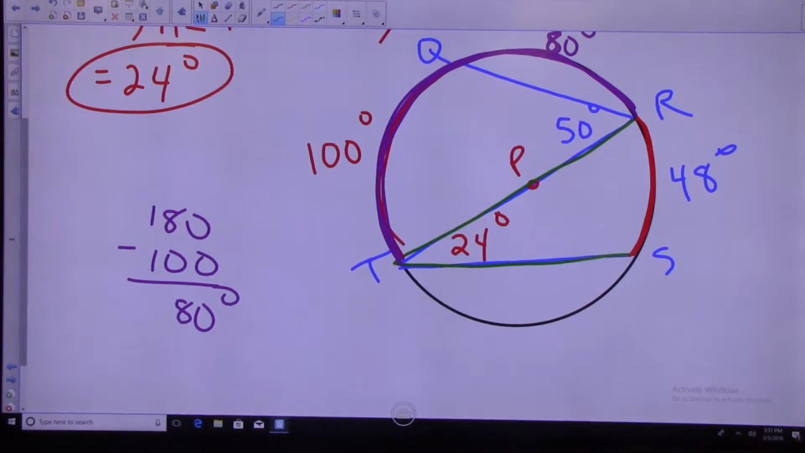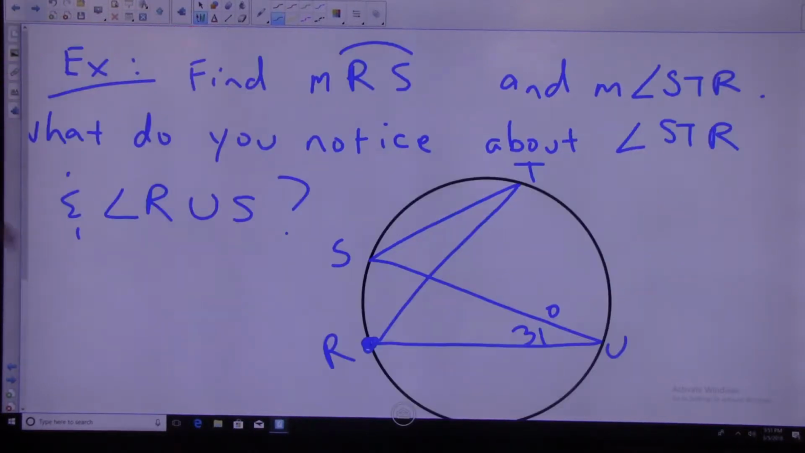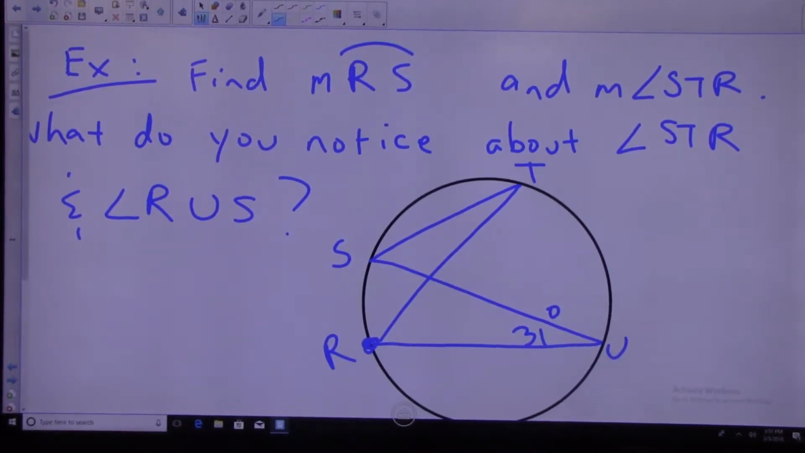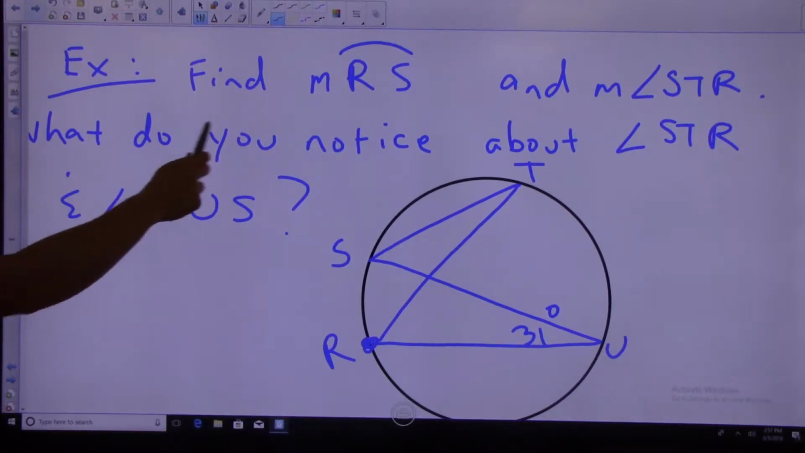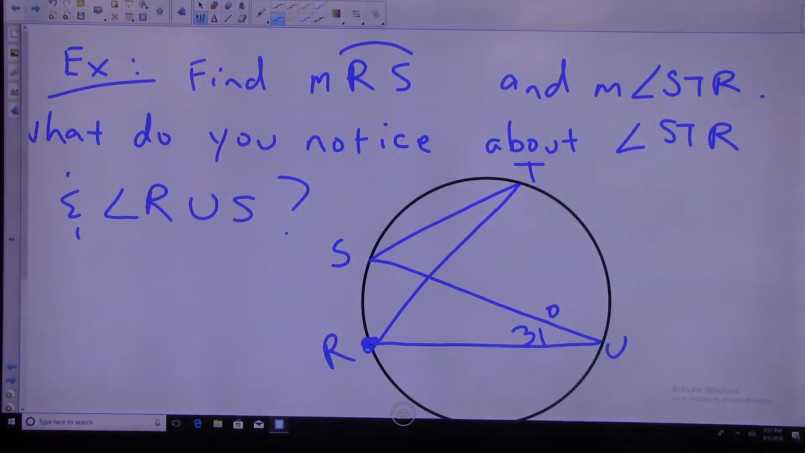So let's move on to the next one. Now this next example is going to lead us into the next fact, the next theorem. The next theorem doesn't really have a name, but if we can figure out this next example, we'll understand better the theorem that we're going to write down. So here we go. Go ahead and read it. It says find the measure of arc RS and the measure of angle STR. What do you notice about angle STR and angle RUS? Let's try to find these two things first, and then we'll answer that question next.